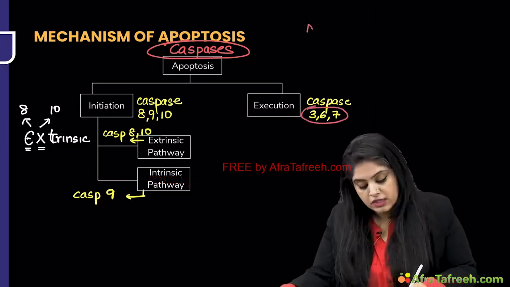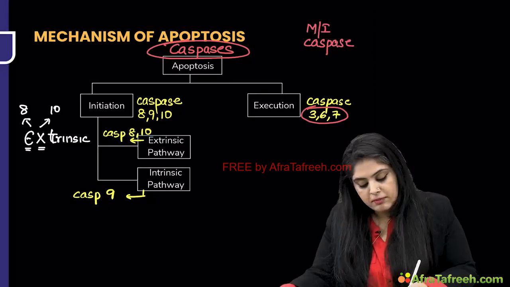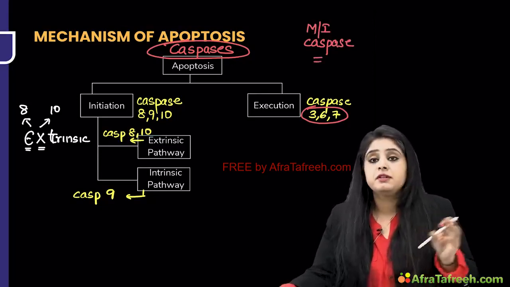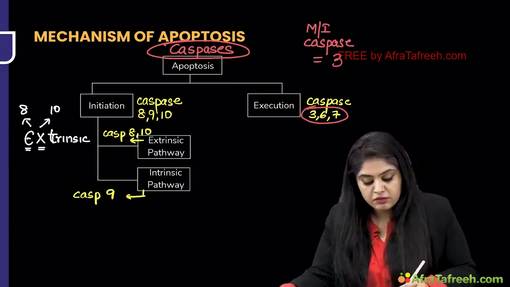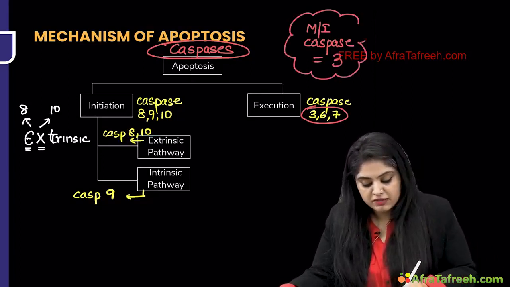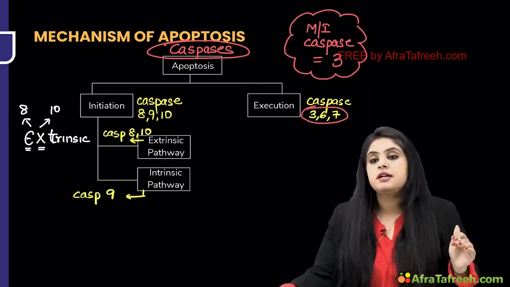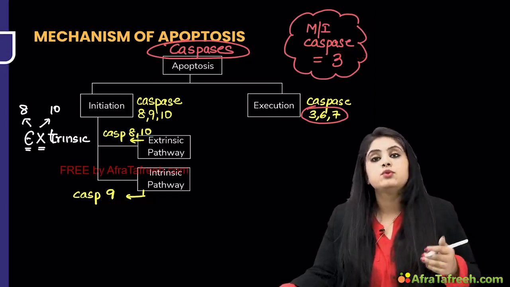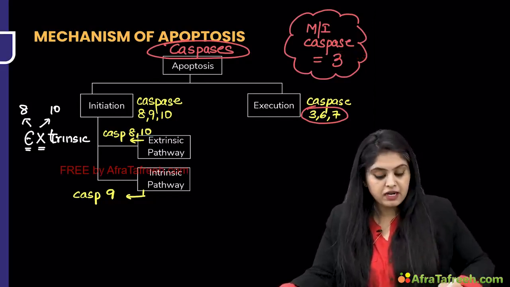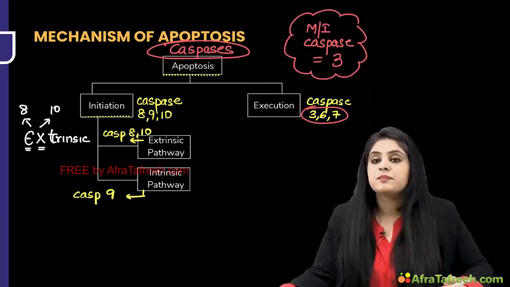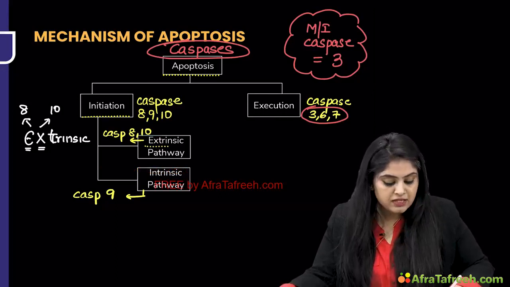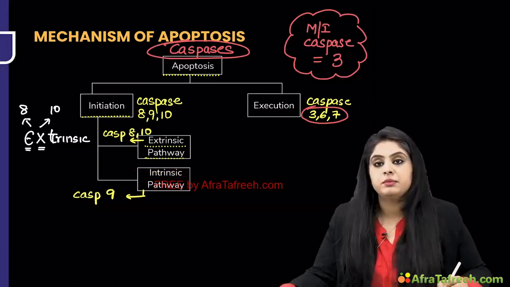But if there's a question asking which is the most important caspase out of all of these, remember the first number, the youngest number, caspase 3. Caspase 3 is the most important caspase that we have. You've learned the entire story of caspases. Now I'm going to go into the details. We will start with the apoptosis mechanism. I'm starting with initiation, and under initiation, with the extrinsic pathway.